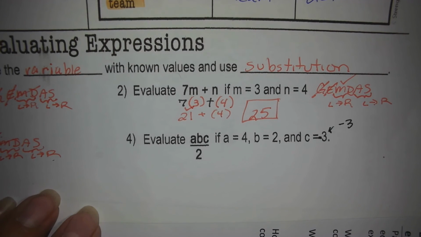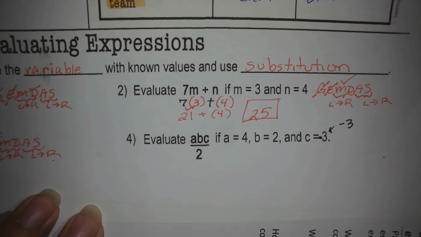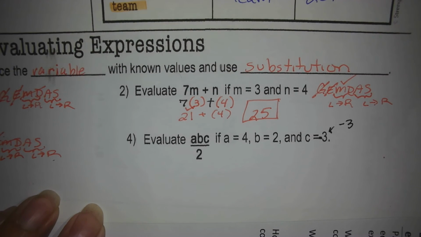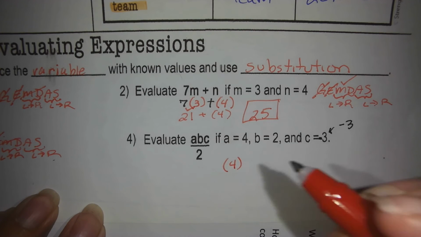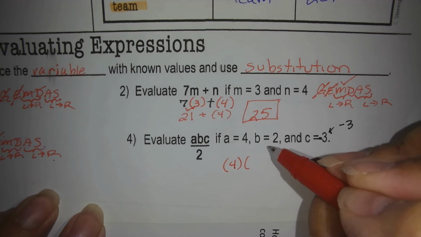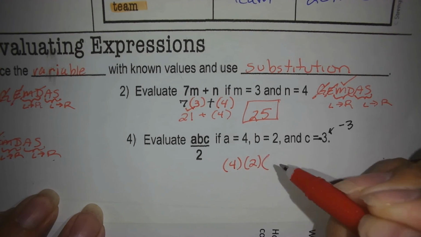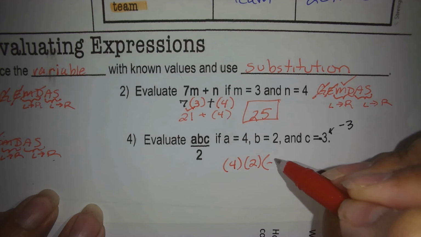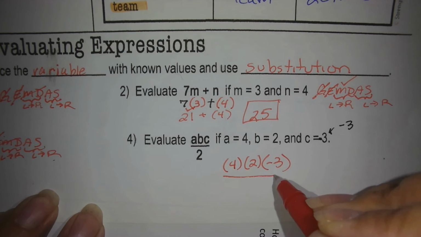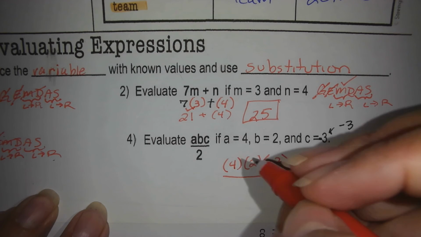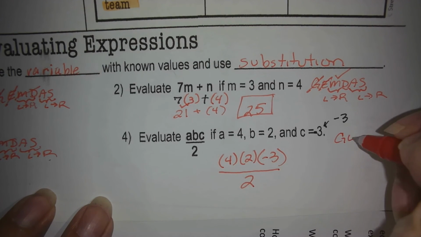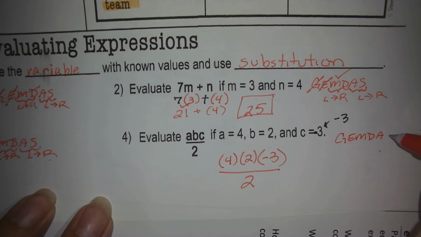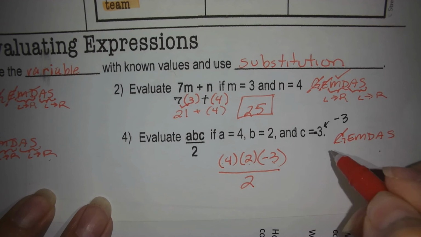All right, so let's go ahead and substitute, the way we've been doing. A is 4, put it in parentheses. B is 2. And then C is the negative 3. Oh no, we have a negative. That's okay. Don't worry. Fret not. So GEMDAS. Groupings, yes, but there is no operation inside.